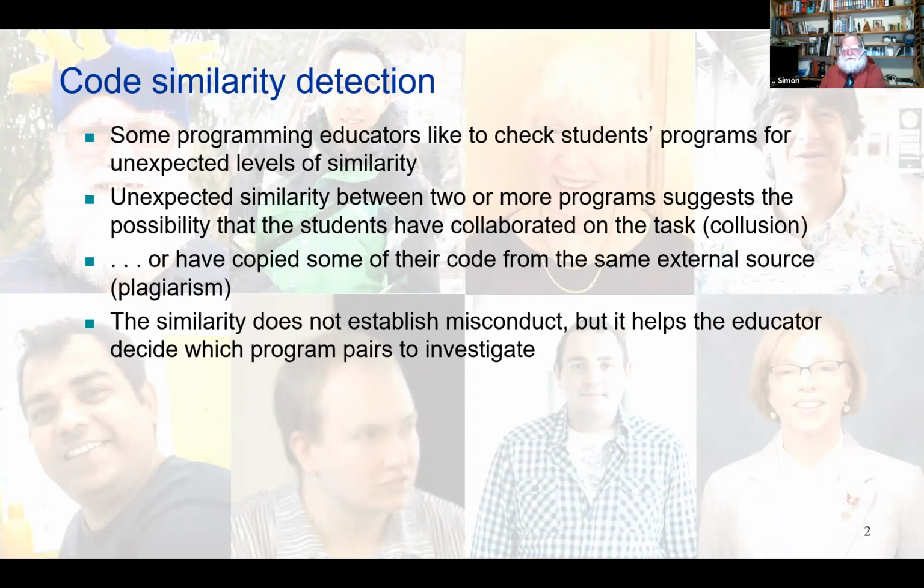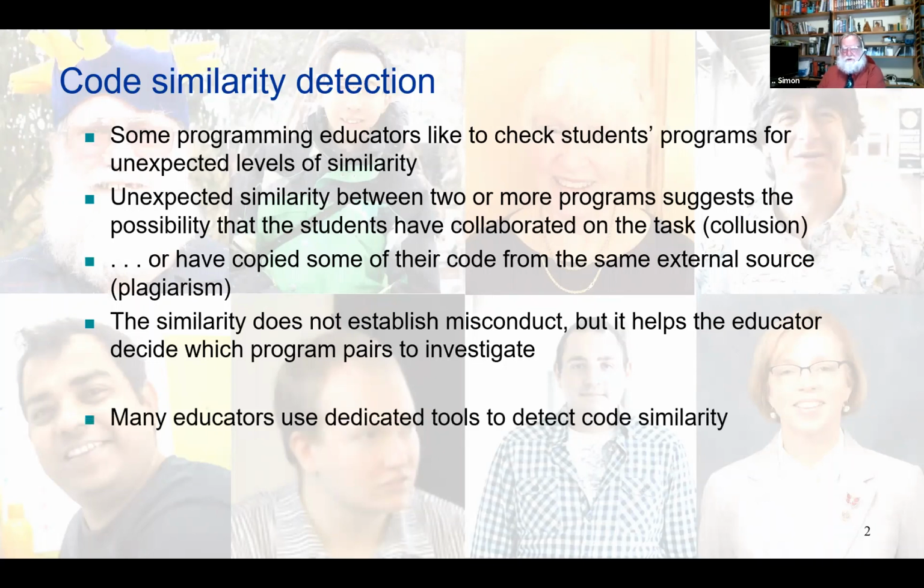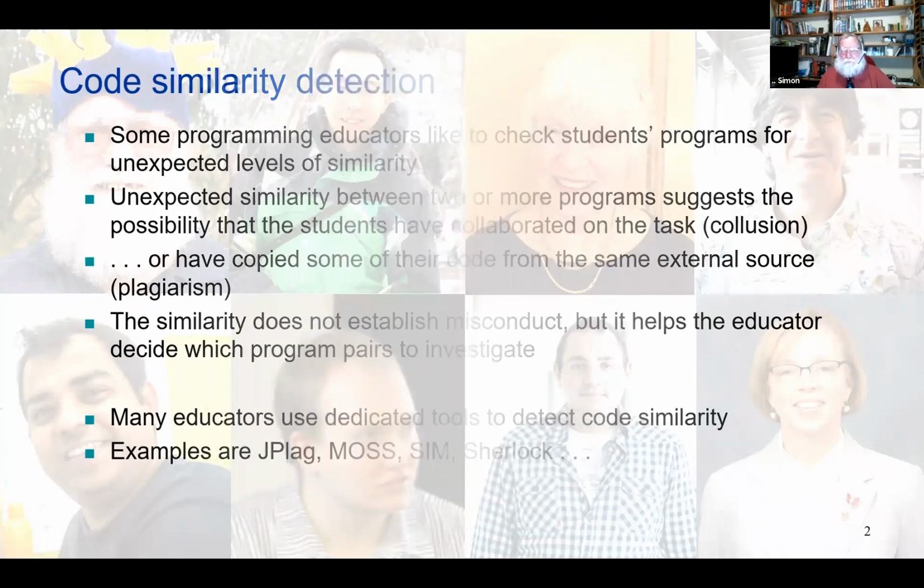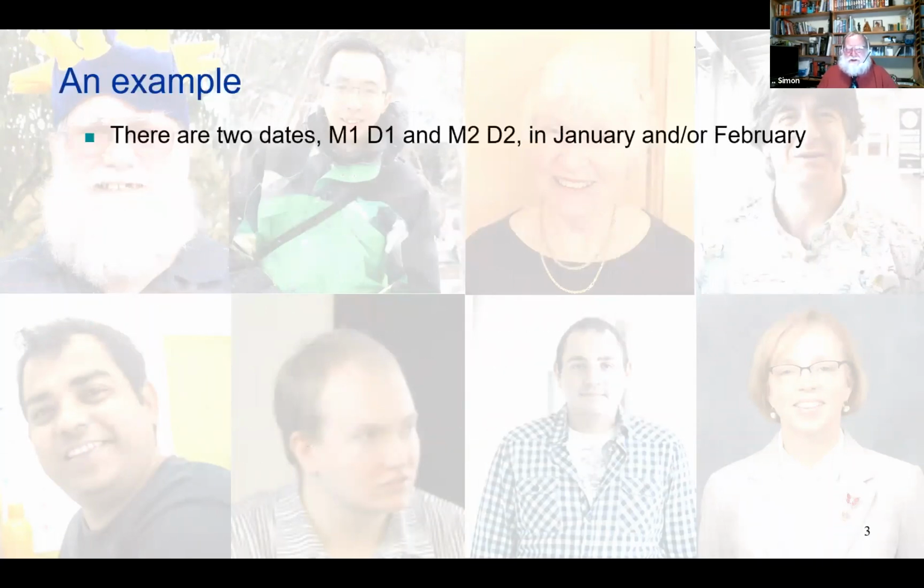Now, finding similar code doesn't say the students have engaged in misconduct, but for the interested educator, it helps them decide which program pairs to investigate to decide whether there has been misconduct. And quite often they use tools to help them detect code similarity, tools such as JPlag, MOSS, SIM, and Sherlock. Just an example to show you what we're talking about.